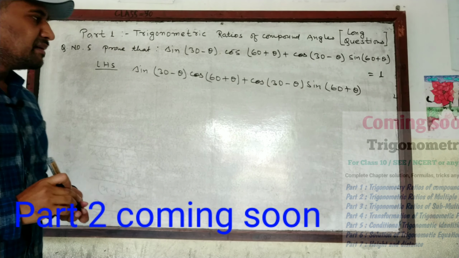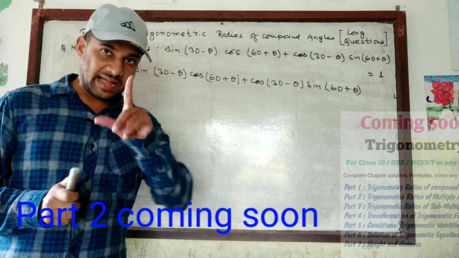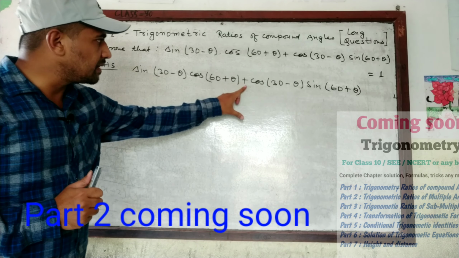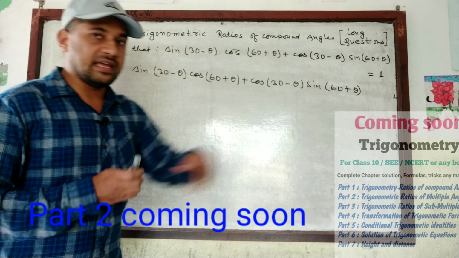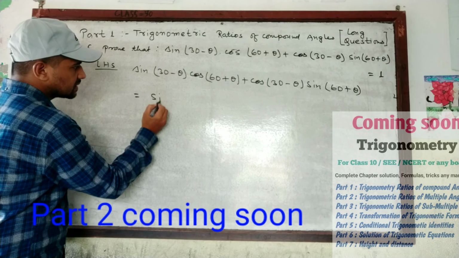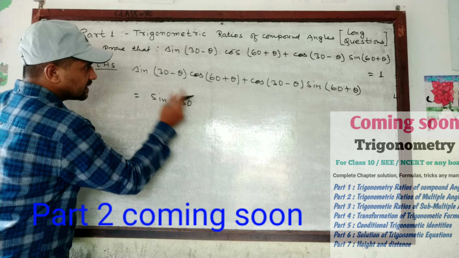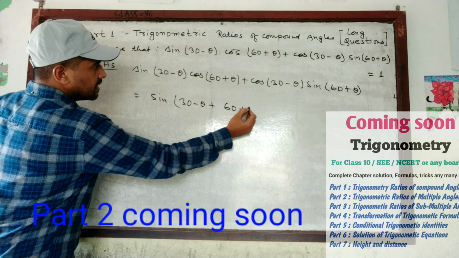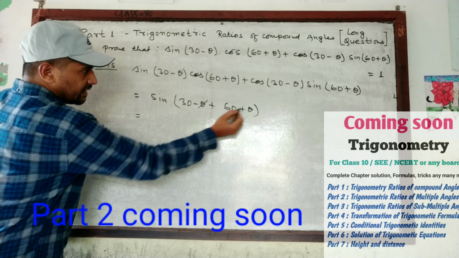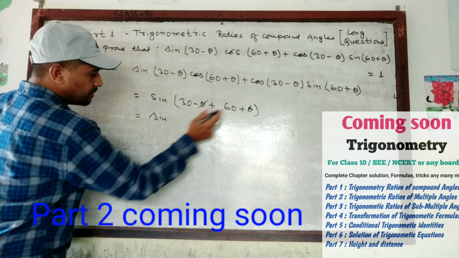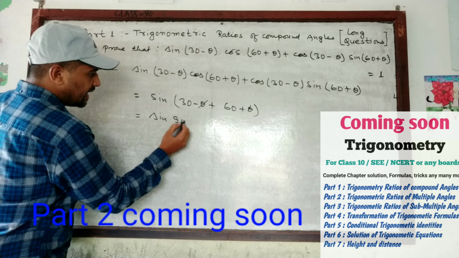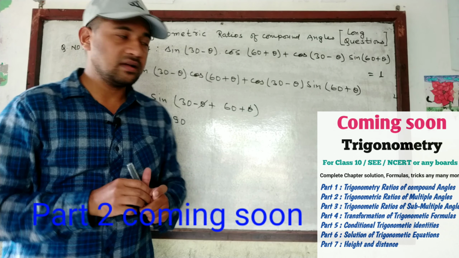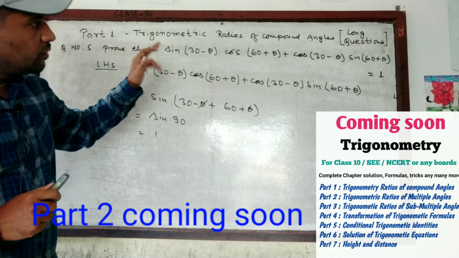This LHS, what will maximum students do, I will tell you. This is in the form of sin A cos B plus cos A sin B, and what they will do? Sin(A plus B), where A means 30 minus theta and B means 60 plus theta, and after that theta cancels. Sin(60 plus 30) is sin 90, and sin 90 means 1. RHS, proved. Shocked? But you will get 4 marks from here.